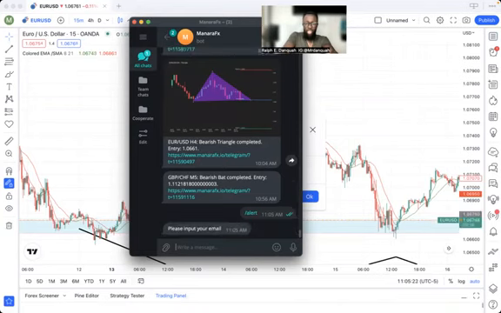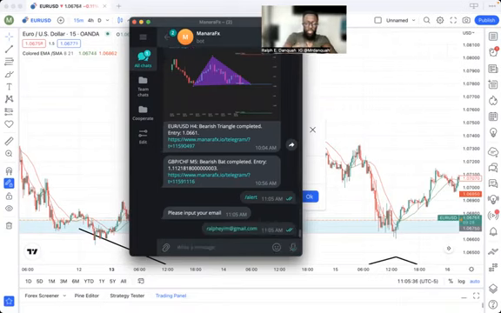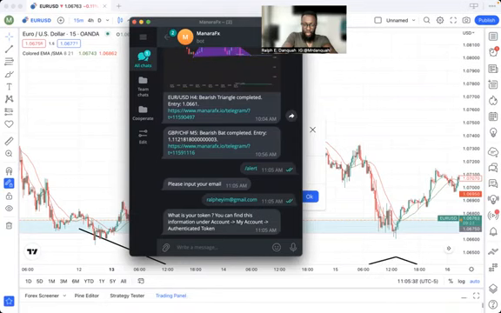Once you do /alert, it's going to ask you for your email. I'm going to put in my email. I put in my email and then put in the token.